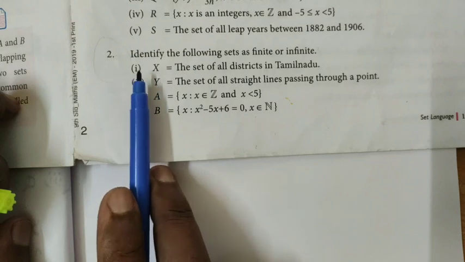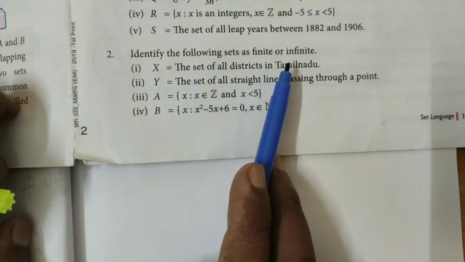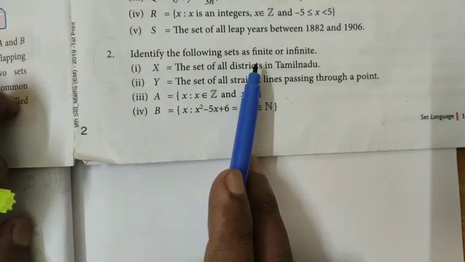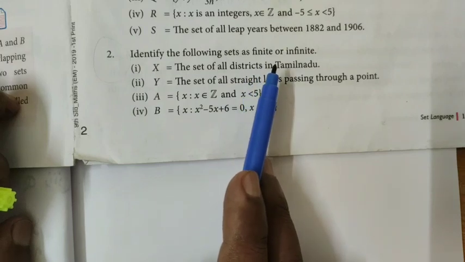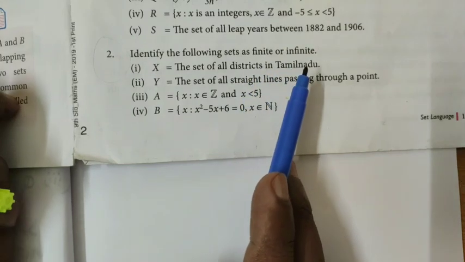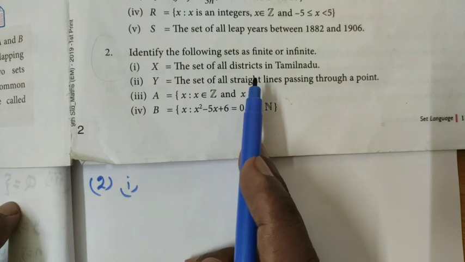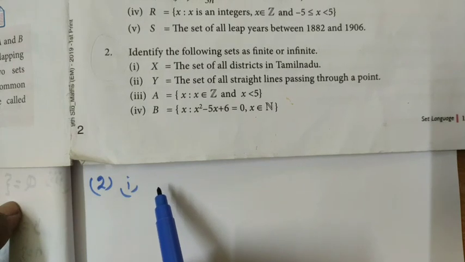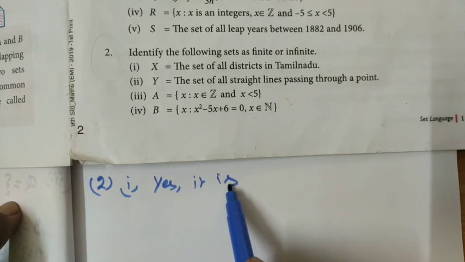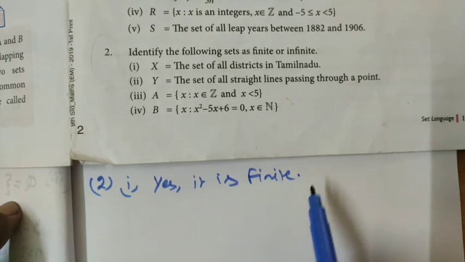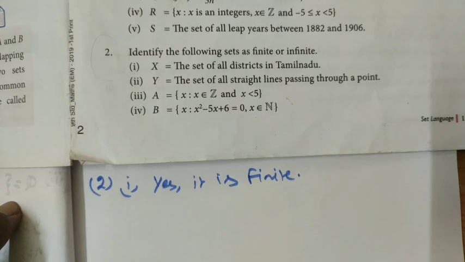Now see question number 2. Identify the following sets as finite or infinite. If the elements are countable, we say it is finite. If the elements are not countable, or uncountable, we say it is an infinite set. First one, question number 2, Roman number 1. The set of all districts in Tamil Nadu. In Tamil Nadu, can we count the districts, 37 or 38? Yes, it is countable, right? Yes, it is a finite set.